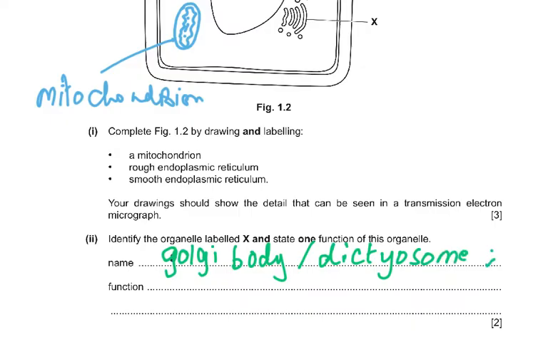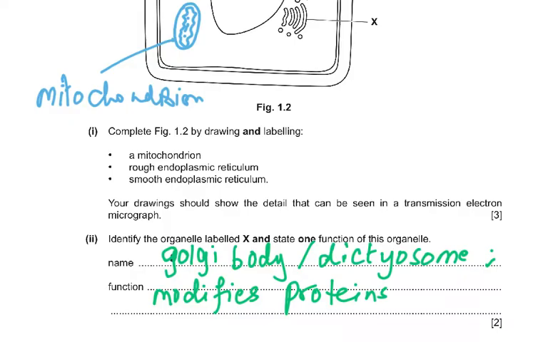Both were allowed. I'm not saying that you have to write dictyosome, but if dictyosome comes in an MCQ and you don't know that, that's going to be sad. So it modifies proteins. The function is "modifies." Please remember to learn the correct English. Modifies proteins. You could have said modifies proteins. There's only 2 marks for that.